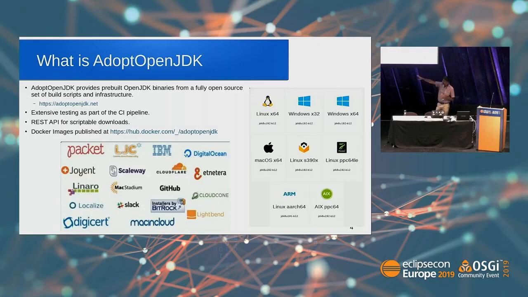I'm sure that this picture is already out of date. There are many more companies that are actually supporting this initiative, and these are available across all of these different architectures. So I think this would be a good place to start if you are wanting to containerize your Java applications. The Docker images would be a good start.